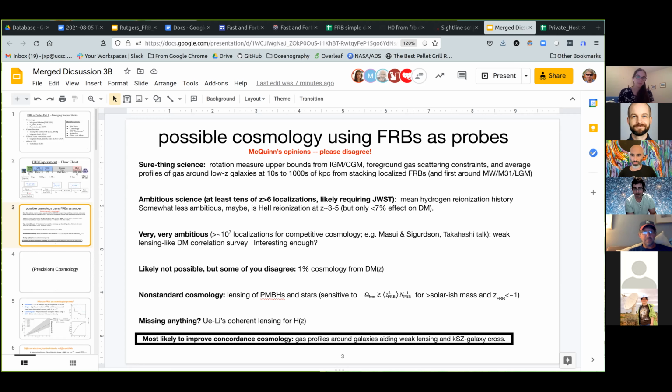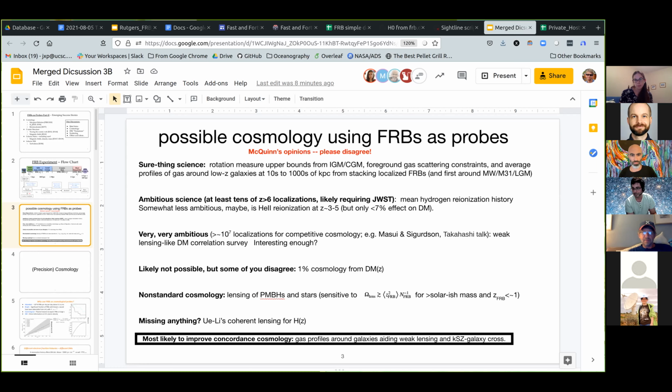The profiles of gas around low redshift galaxies tend to extend from tens of kiloparsecs to thousands of kiloparsecs. I think this meeting has demonstrated this is going to be interesting. I am especially highlighting some of the work that we've seen today from Sunil and Amanda Cook and Vikram and Liam Connors, really interesting stacking, or not stacking, but detection of an excess dispersion towards FRBs that have foreground halos. This is really interesting. I think this is definitely going to be science that's going to happen.